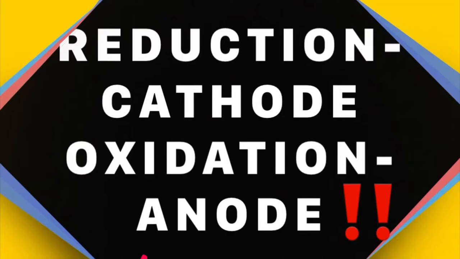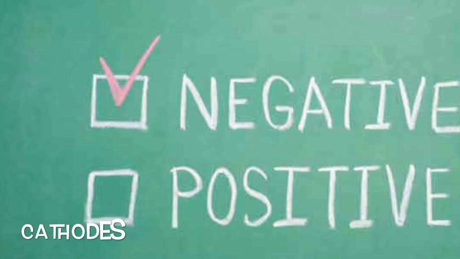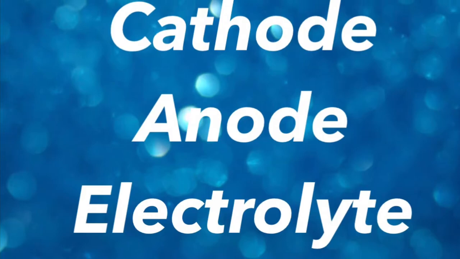Reduction takes place at the cathode and oxidation occurs at the anode. Cathodes in electrolytic reactions are negative and anodes are positive. The three main parts of an electrolytic cell are the anode, cathode, and electrolyte.